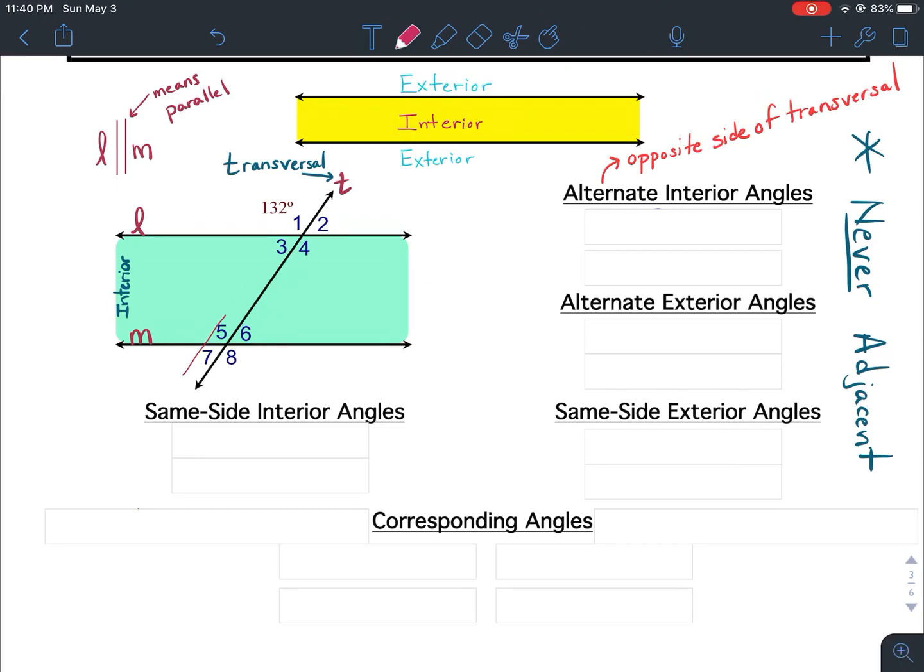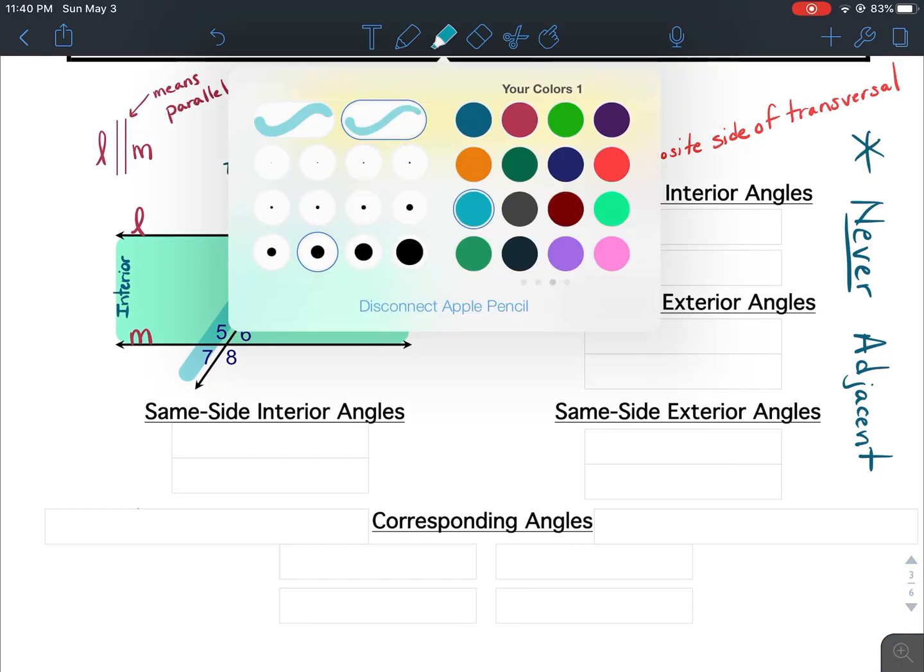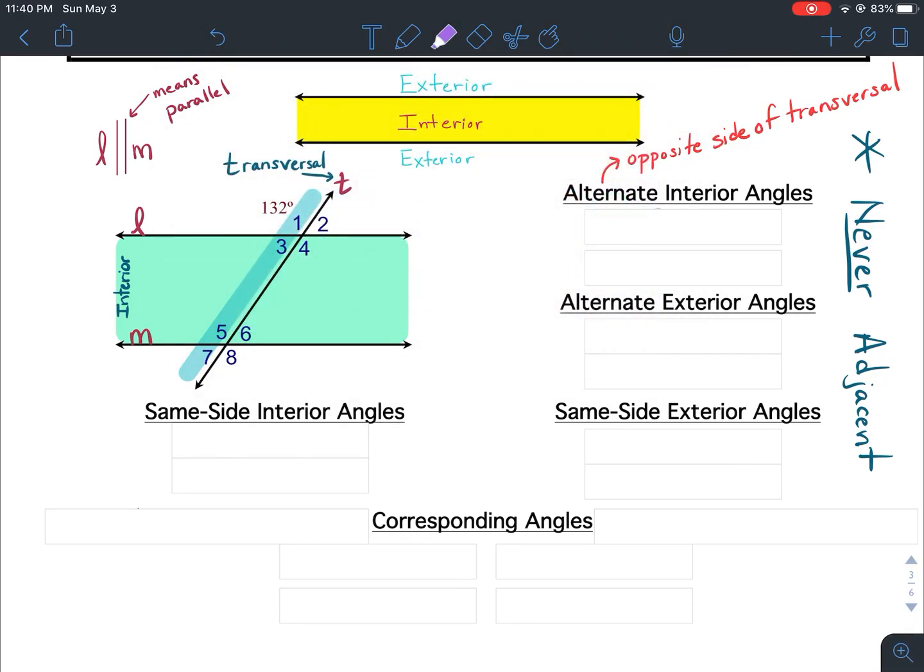First of all, those 4 angles are all on one side of the transversal. So 1, 3, 5, and 7 are all on the same side. 2, 4, 6, and 8 are on the other side of the transversal. So 2, 4, 6, and 8 are all on the same side of the transversal, but not on the same side as 1, 3, 5, and 7. So 1, 3, 5, and 7 are on one side, 2, 4, 6, and 8 are on the other side.